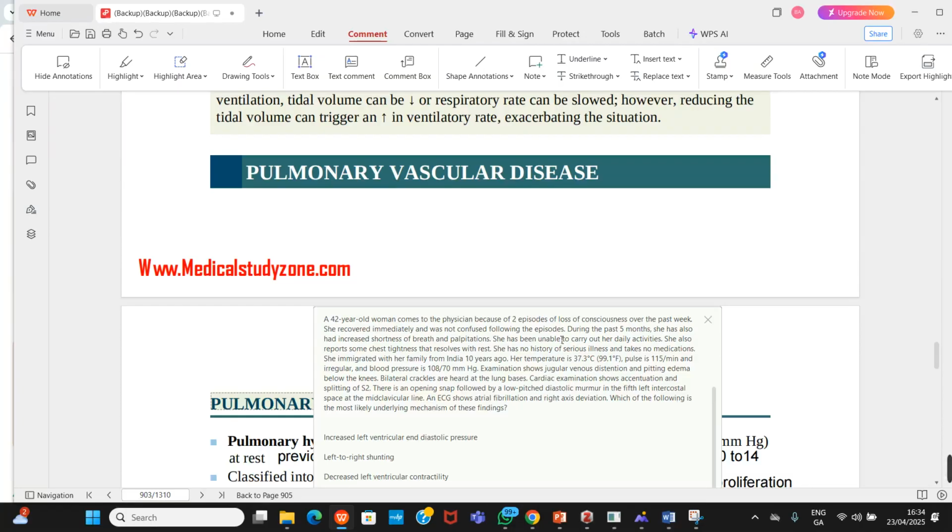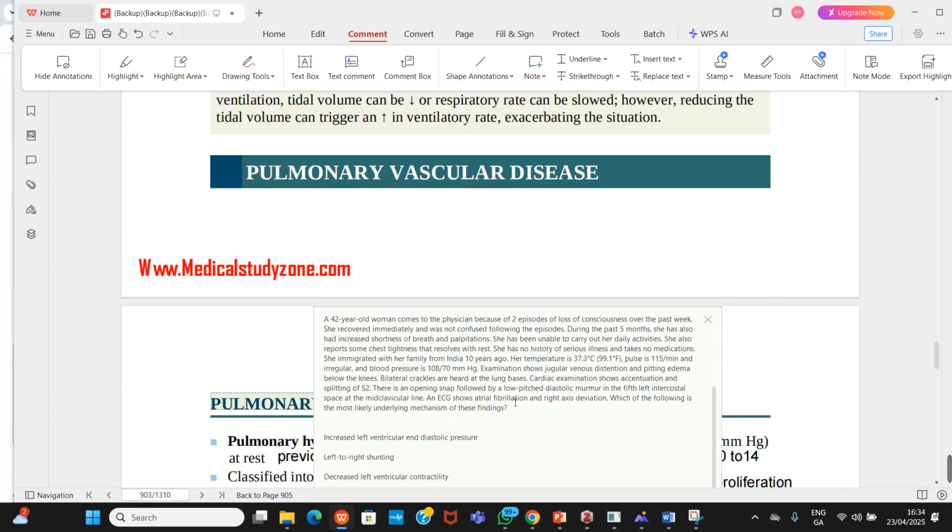So let's look at this. A 42-year-old woman comes to the physician because of 2 episodes of loss of consciousness over the past week. She recovered immediately, and she was not confused following the episodes. During the past 5 months, she has also had increased shortness of breath and palpitations. She has been unable to carry out her daily activity. She reports some chest tightness that resolves with rest. She has no history of serious illness and takes no meds. She emigrated with her family from India 10 years ago.